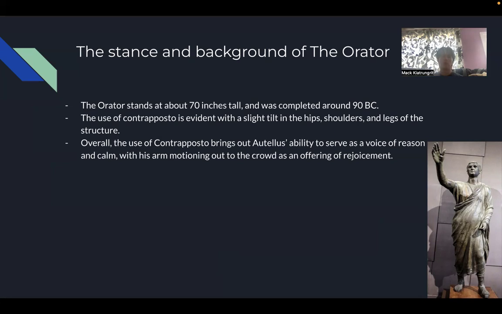and calm. And overall, the use of contrapposto really brings out Aulus Metellus's ability to serve as a voice of reason and calm, with his arm motioning out to a crowd, likely a political crowd, and him really serving as an offering of rejoicement, which brings in the sense of community and being one together and rejoicing, as opposed to being a community divided.